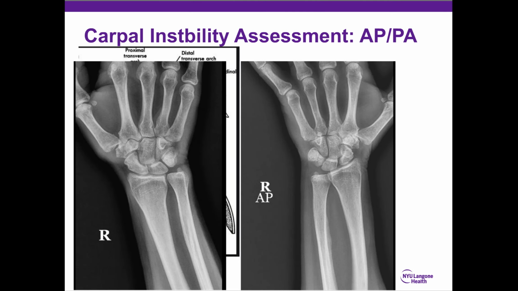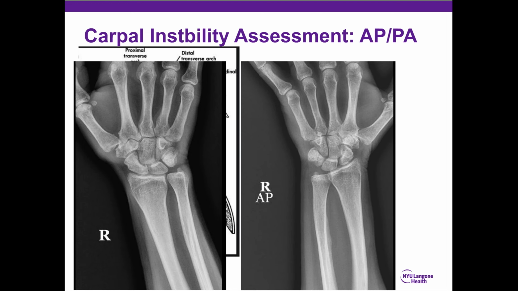Let me show you here. This is the same patient, the same wrist. The AP is on the right of your screen, and the PA is on the left of your screen. You can see the appearance of the carpal bones and the gap between them, for example, the gap between the scaphoid and the lunate. It's more accurate to assess the gap between carpal bones on an AP, given the divergence of the beam and keeping the transverse carpal arch in mind.